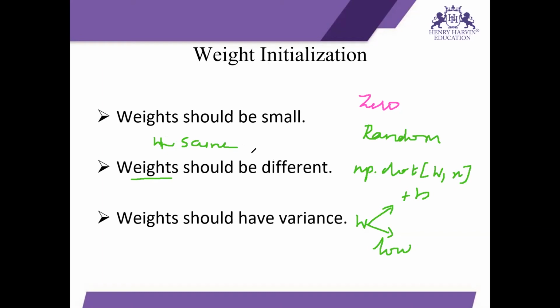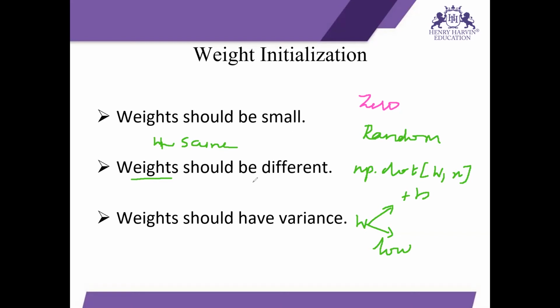Again, it goes with the second point. Whenever we give weights, they should have variance, otherwise the same problem occurs, because we are trying to learn from them. So these are the requirements for weight initialization.